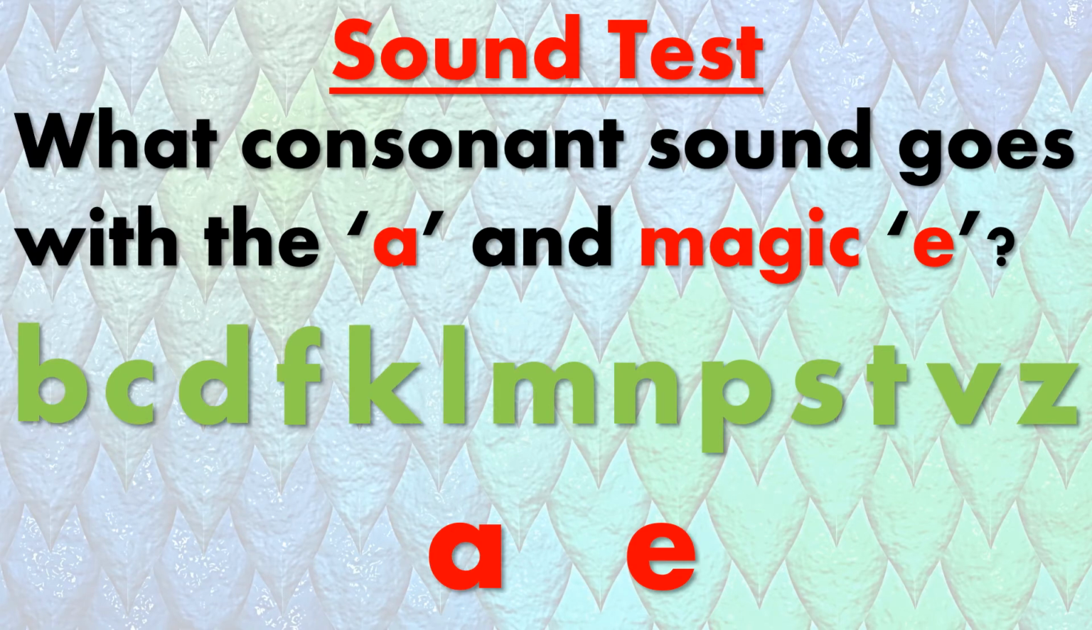Sound 1. Ape, ape, ape, ape. What sound is it? It's the sound that goes between the A and the magic E to make ape. It is shown by the letter P.